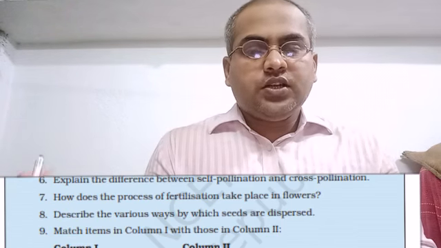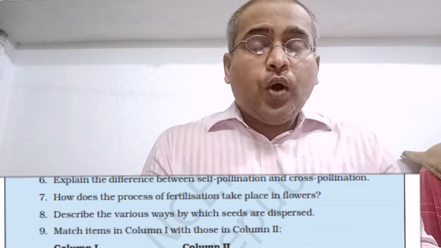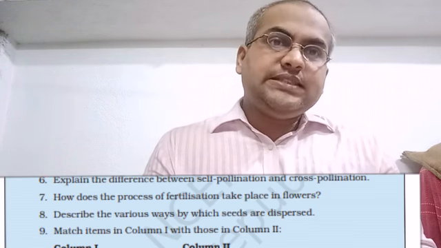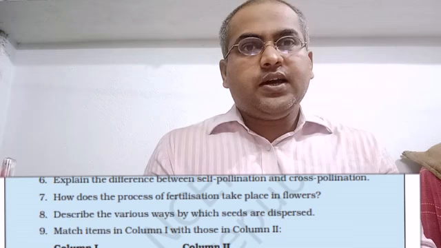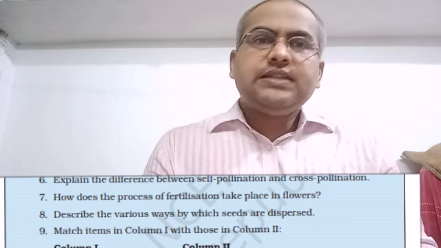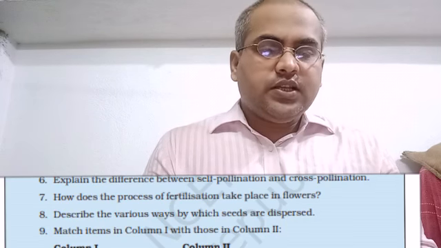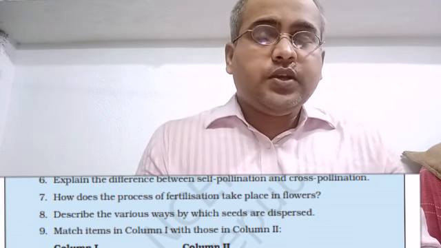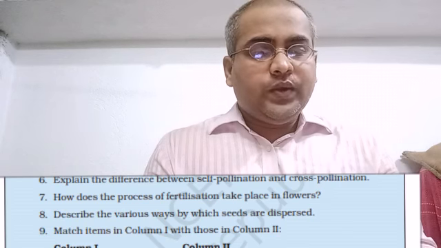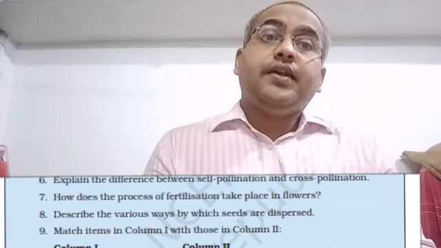Now comes number 2. No pollinating agent is required in self-pollination. You don't require any pollinating agent. In the same flower this is occurring. Next, number 2, cross-pollination. Yes, here in cross-pollination, pollinating agents like wind, air or insects are required.